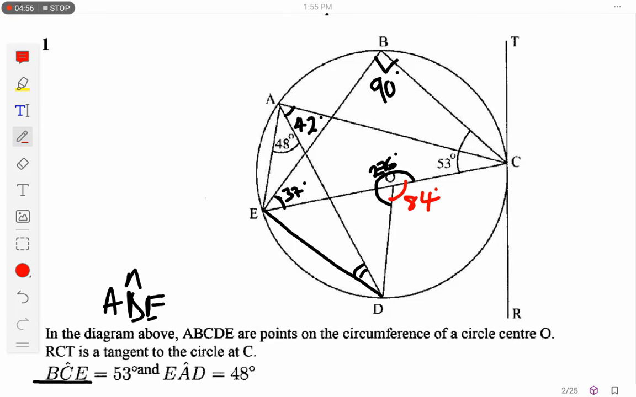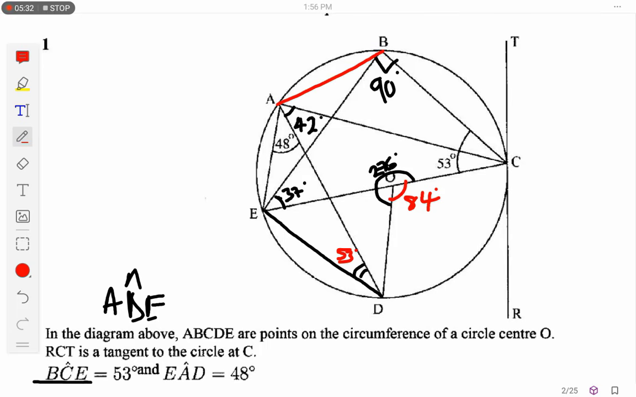Looking at ADE, we don't know its value, but I can use this chord and say this angle here is the same as this angle there. So it's also going to be 53. I hope you see that. So we are saying this is 53 degrees, and we want to find another angle that is 53. Where can we have another 53? Okay, fine.